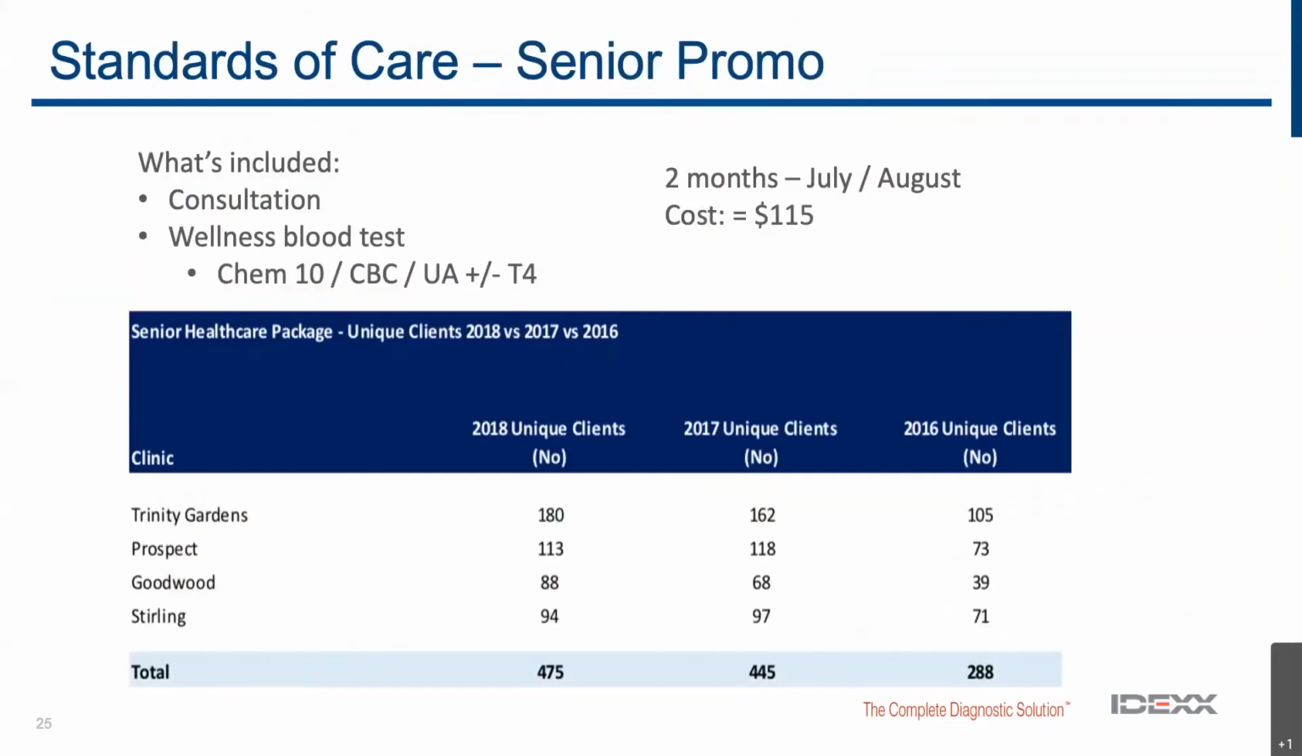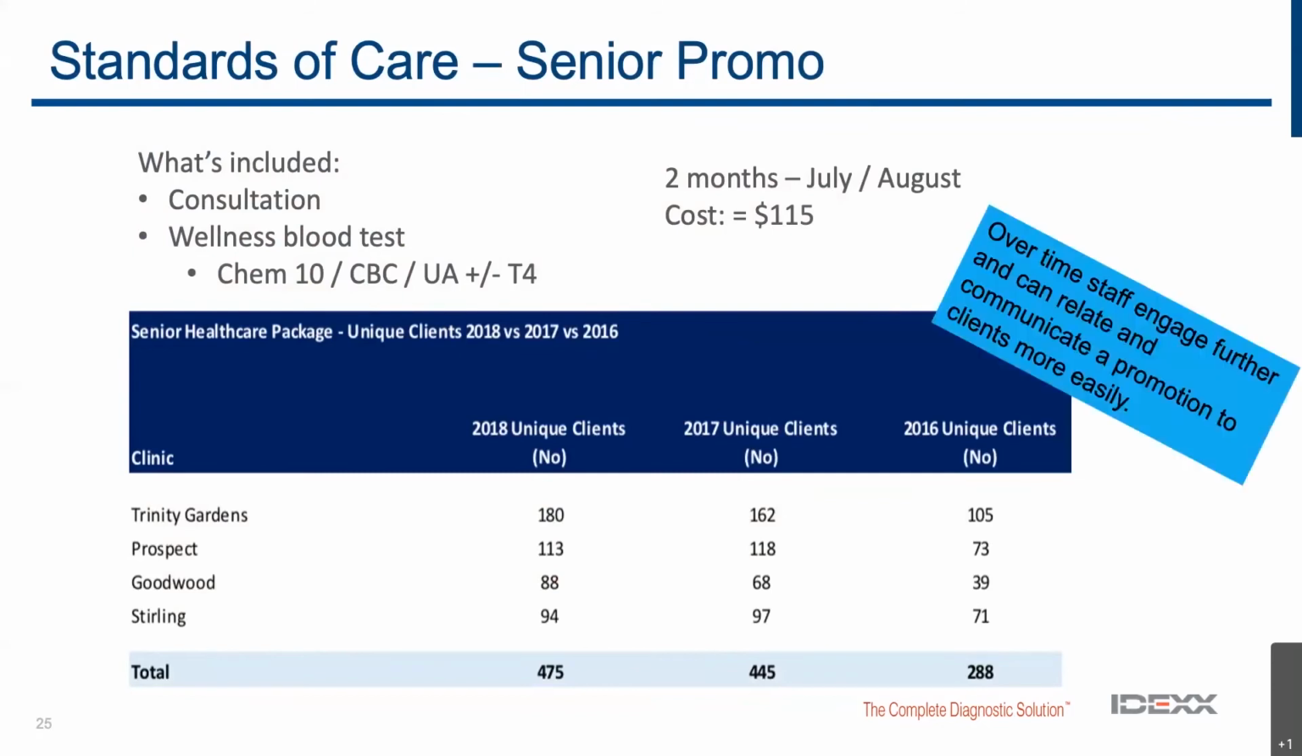So we did a senior promo. We included consults. We did some basic blood tests with our chem teams, our ProSite, CBC, and UA. And for us, we decided it was going to be plus or minus a T4. And when I ran these numbers, the cost was $115. And yeah, if you do it year on year, you start to get better numbers happening.